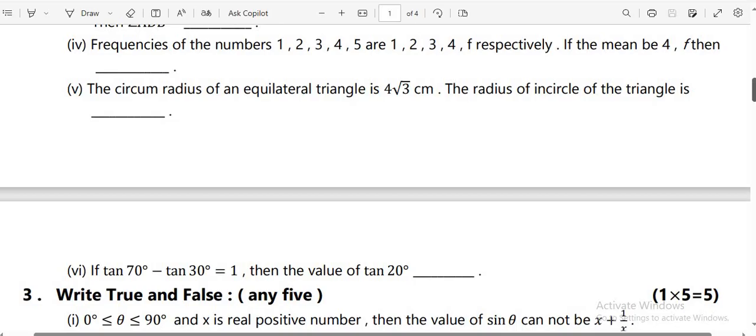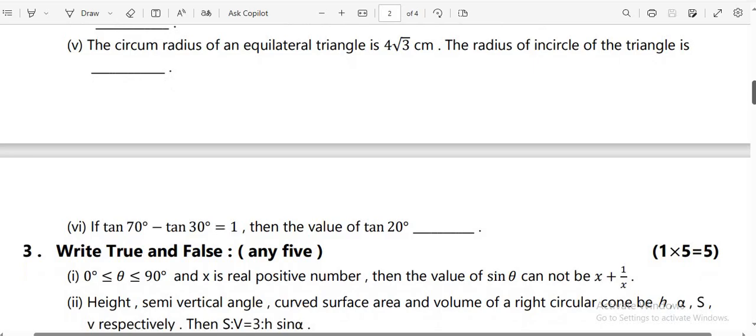3. Write true or false. Any 5. 1 into 5 is equal to 5. Each question marks 1. Question number 1. If 0 degree is less than or equal to theta less than or equal to 90 degree and x is a real positive number, then the value of sin theta cannot be x plus 1 by x.